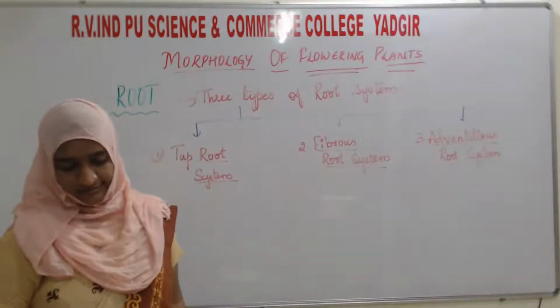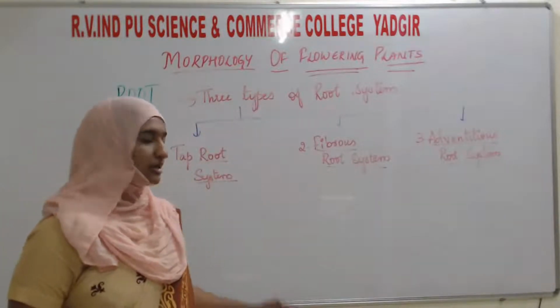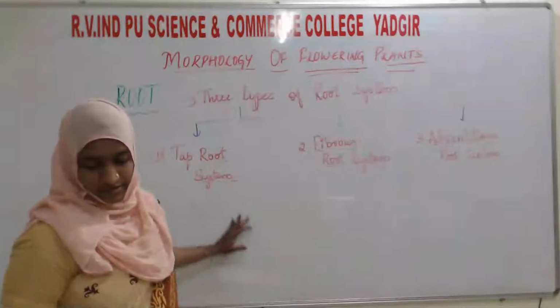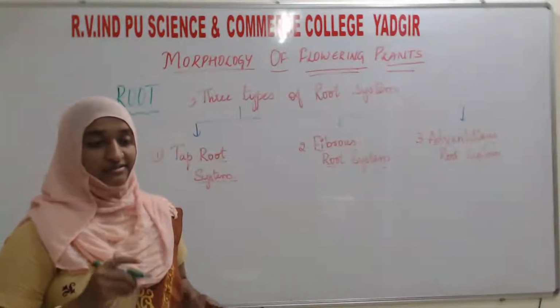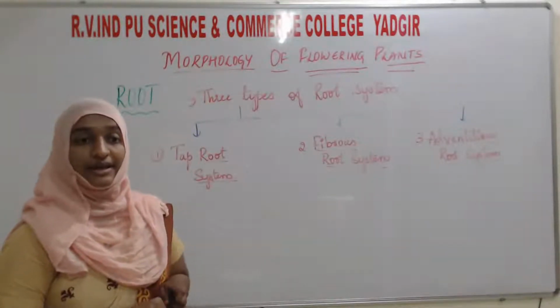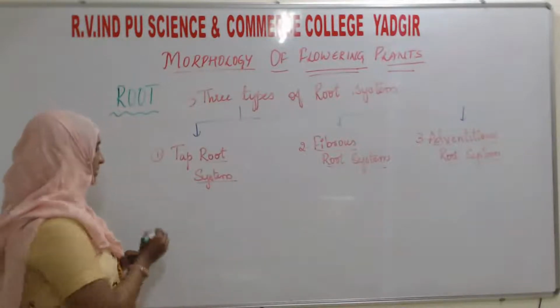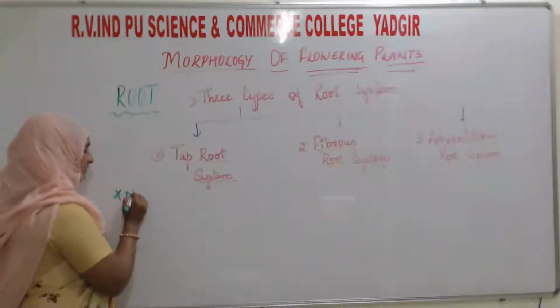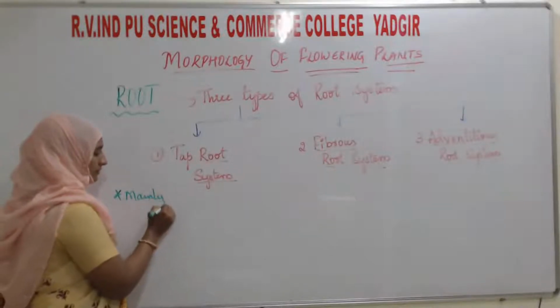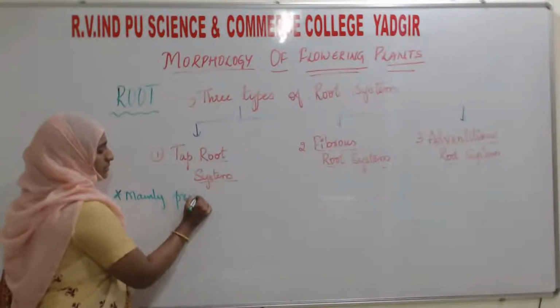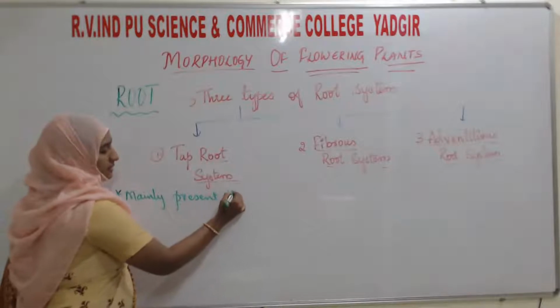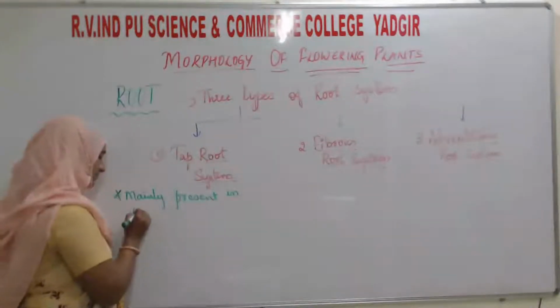So let's see here. First we will talk about the taproot system. This type of taproot system is mostly present in dicotyledonous plants.